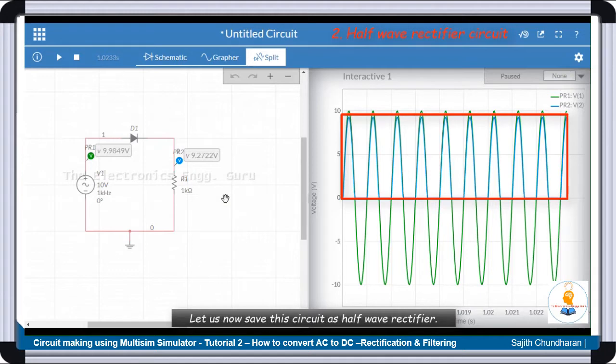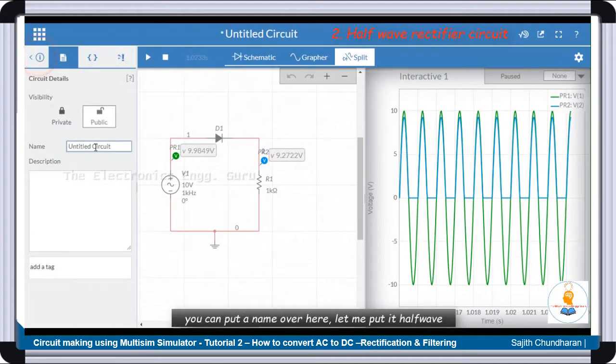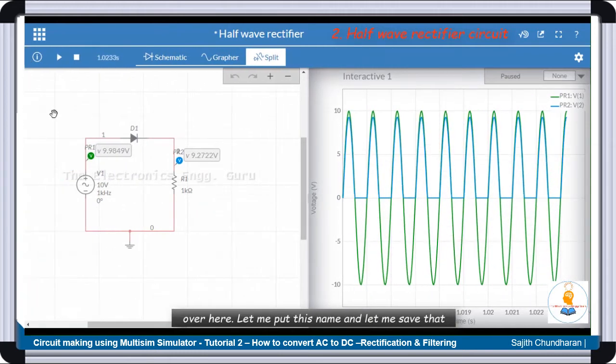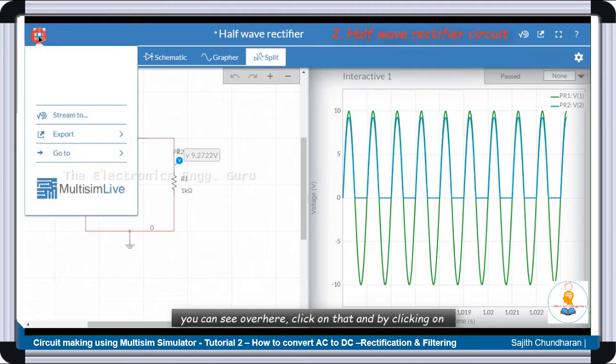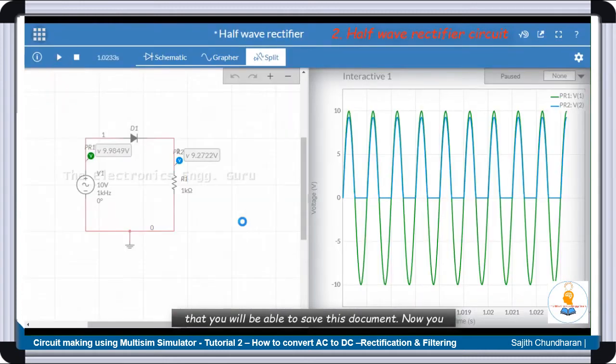Let us now save this circuit as a half wave rectifier. For saving this circuit, as I've told before, first you have to click on this open information pane, and you can put a name over here. Let me put it half wave rectifier. If you want, you can put your descriptions also over here. Let me put just the name, and let me save that. So for saving, you have got to come over here, this 9 dots you can see over here. Click on that, and by clicking on that you will be able to save this document. Yeah, now you have saved that.